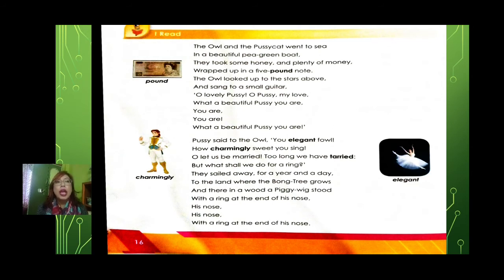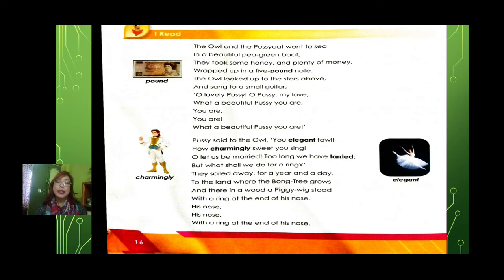The owl looked up to the stars above, as they were traveling in the boat on the sea, and sang to a small guitar. So the owl sang with a small guitar. He looked up to the stars and then he started singing, just like humans, no? And what did he sing? Oh, lovely pussy, oh, pussy, my love. What a lovely pussy you are, you are, you are. What a lovely pussy you are.